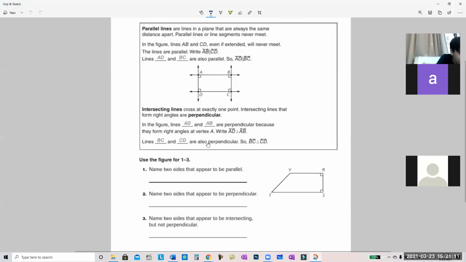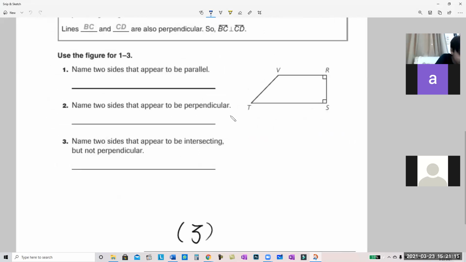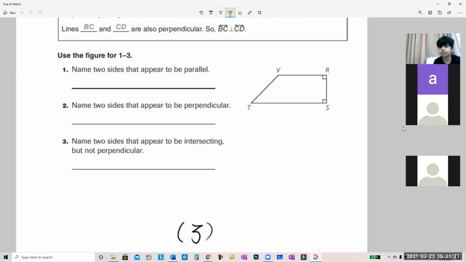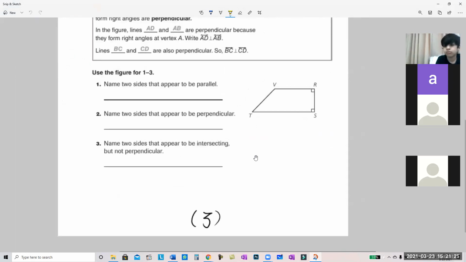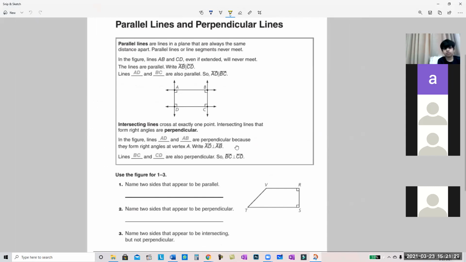Okay, the third one. Who can answer me with it? Okay, I think Al-Qarrar can help. As we all know, we have three relationships between two lines, okay? We have parallel lines, right? And intersecting lines and perpendicular lines.